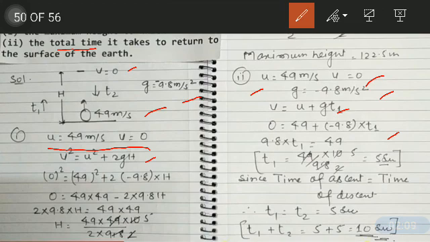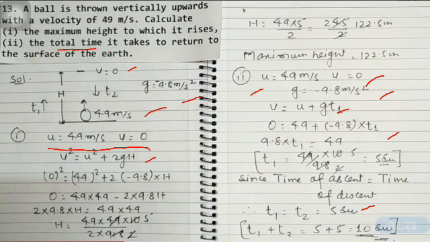As we know that the time of ascent and the time of descent will be equal. So both the timings are equal, T1 and T2 equals to 5 seconds. So the total time will be the addition of both, which is 10 seconds.